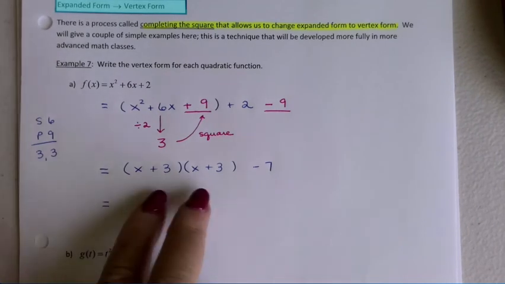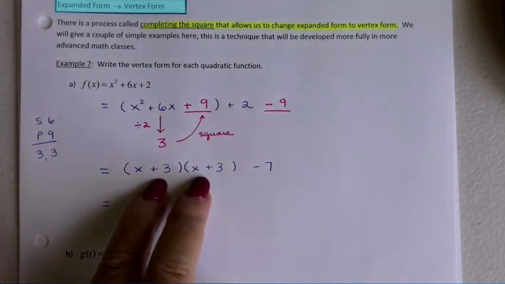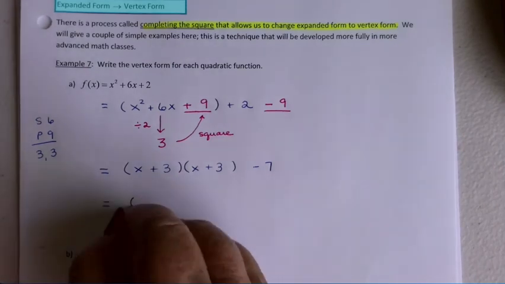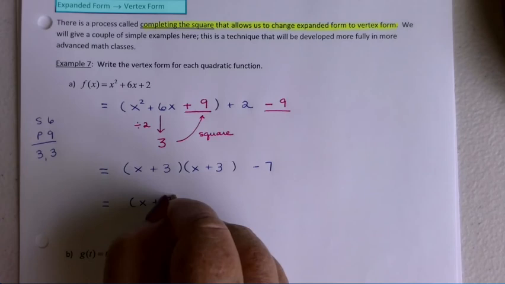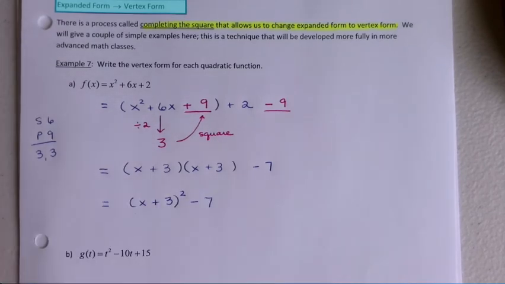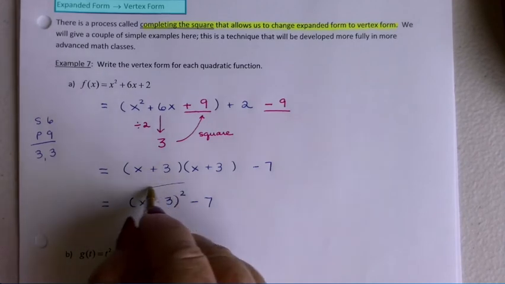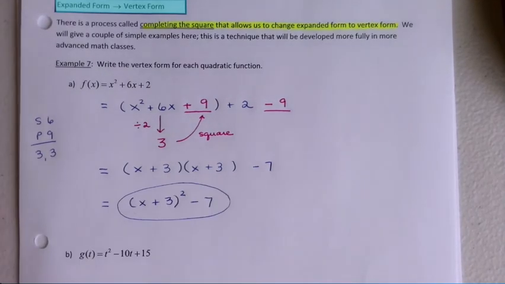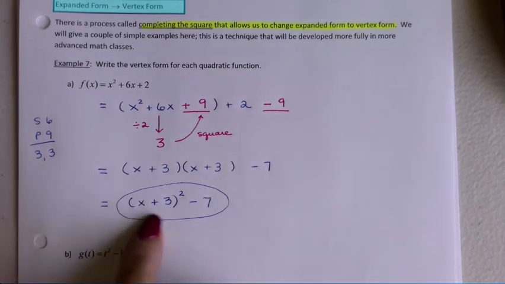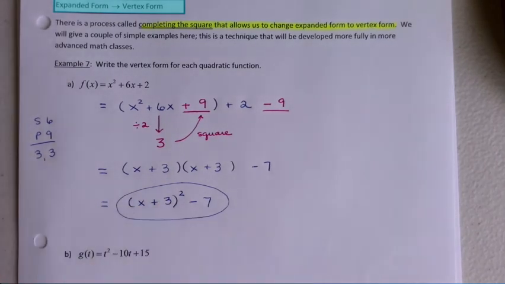All right, since I have two factors that are the same when I multiply something by itself, another way of writing that is squared. So what I actually have here is x plus 3 squared minus 7. That is that vertex form that we talked about. Something squared plus or minus a constant.